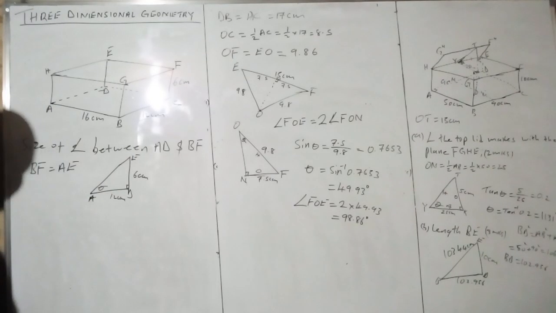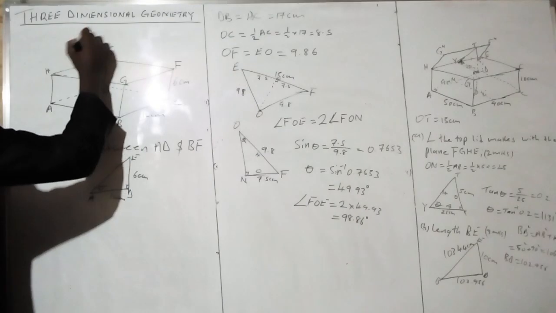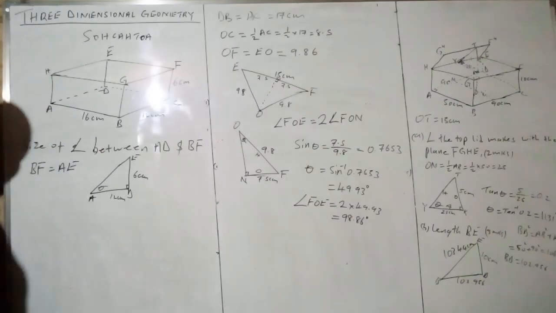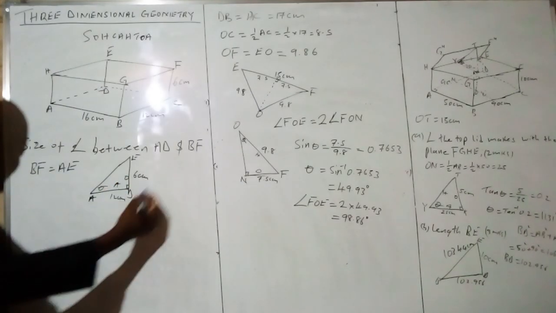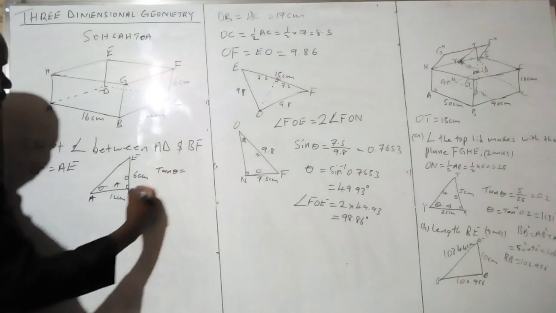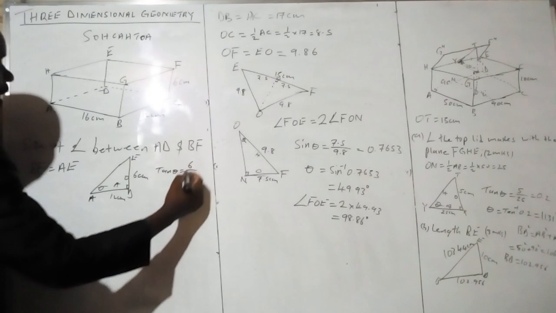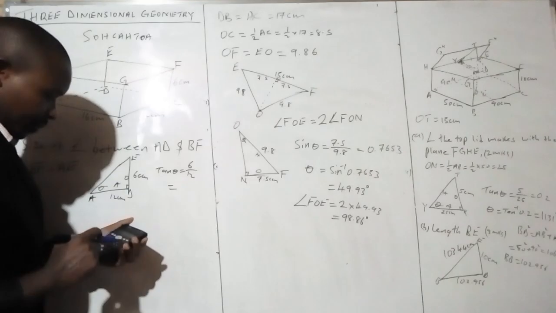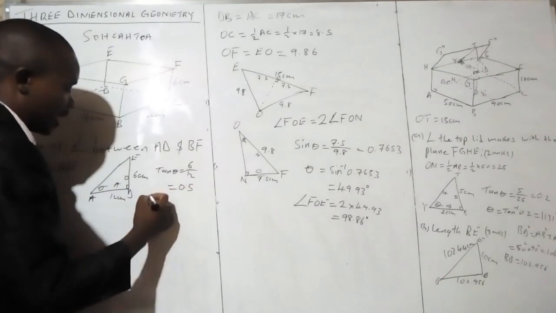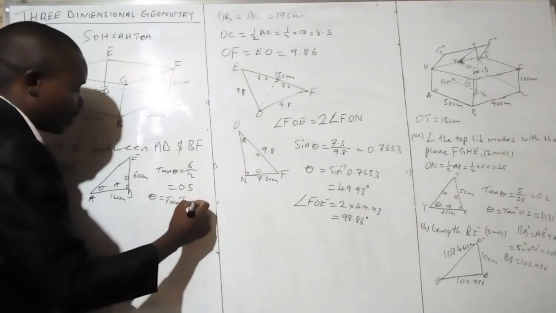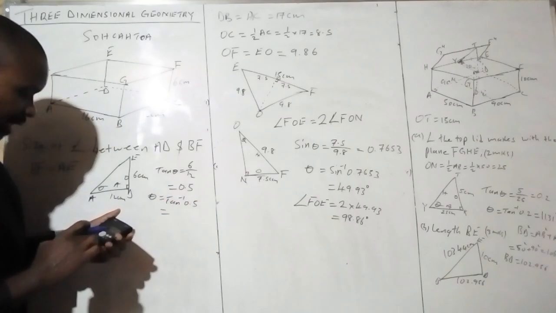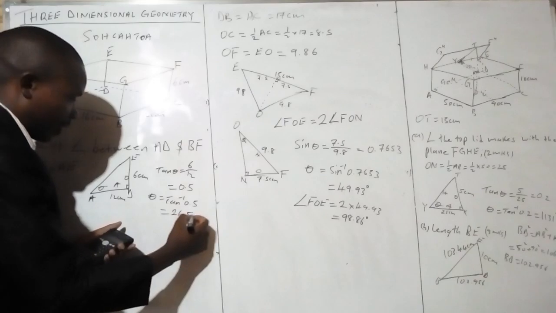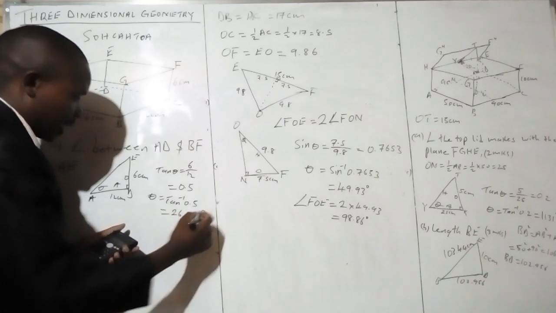I am going to use SOHCAHTOA again. Using SOHCAHTOA, adjacent and opposite, so you are using tan. Tan theta is equal to opposite 6 over adjacent 12. 6 divided by 12 is 0.5, and theta is equal to anti-tan 0.5. Anti-tan, the answer is equal to 26.57 degrees.